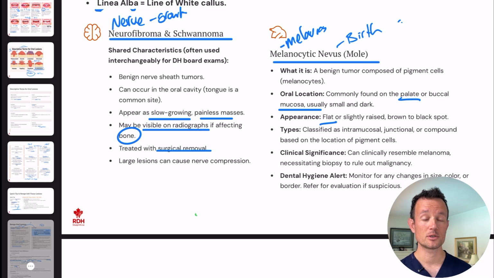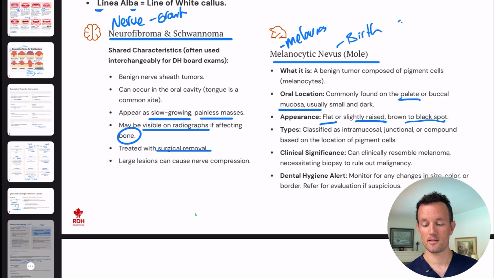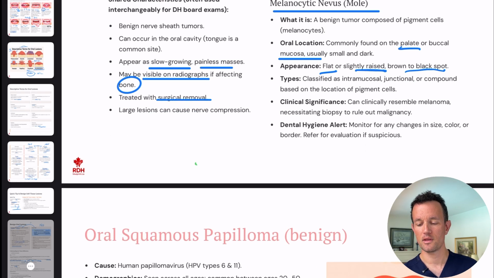It can be flat, which would be a macule. It can be slightly raised. That would be a papule. Brown to black spot. Classified by its location. Here's the important thing to remember. It can look like melanoma. Melanoma is a bad cancer.